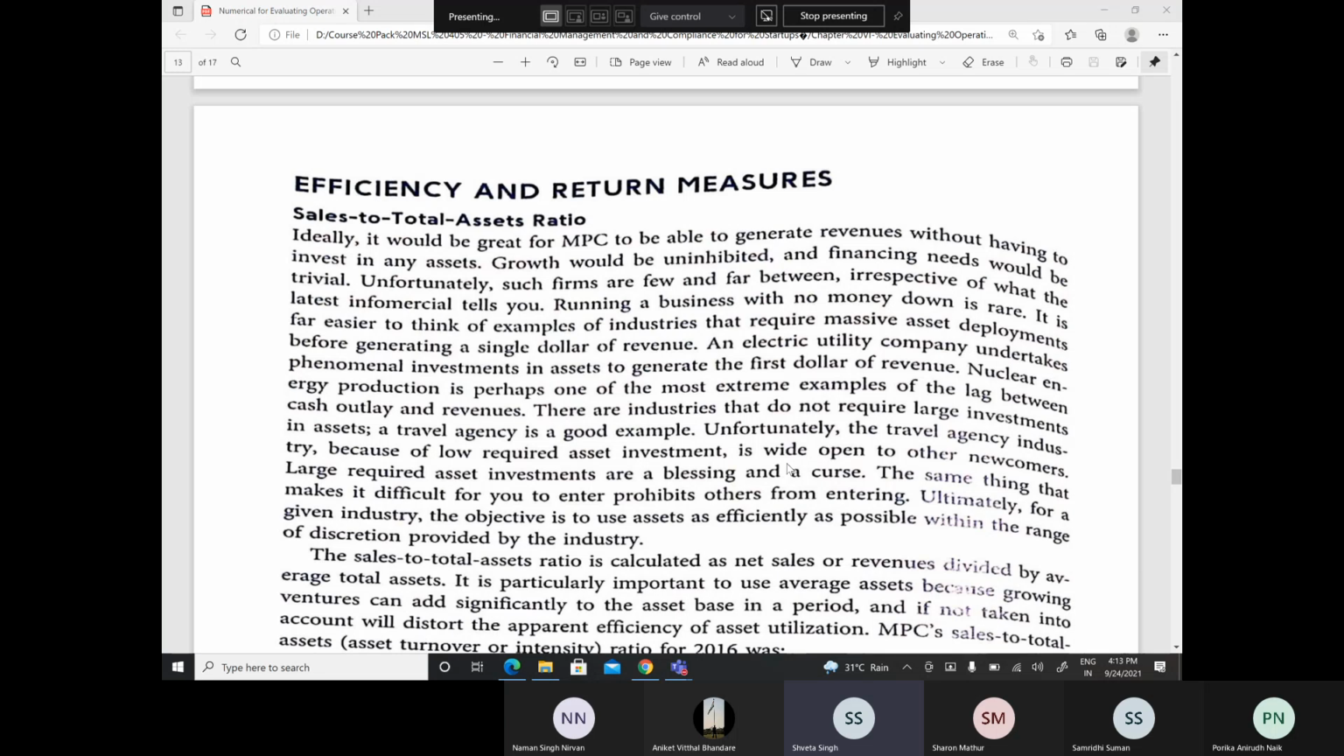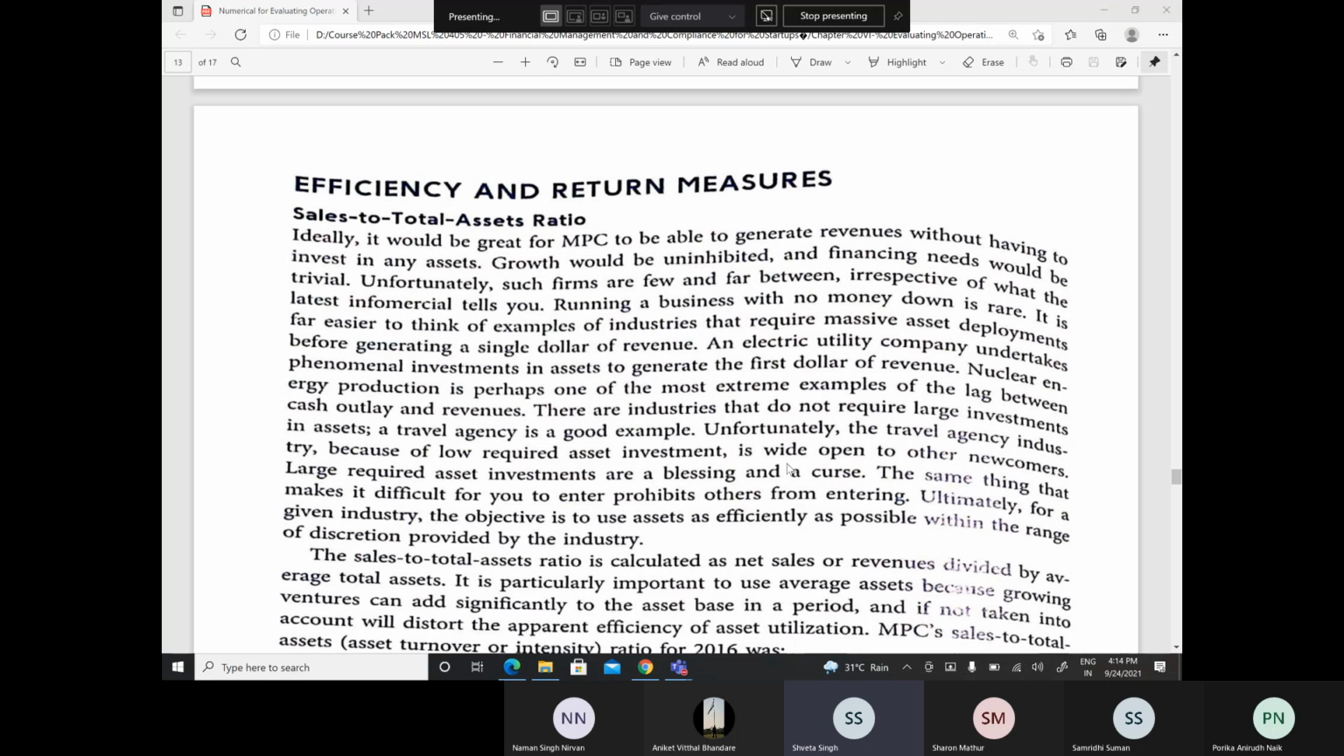Okay, so now we come to the fourth bucket of ratios, which is called efficiency ratios. They are also called turnover ratios, activity ratios, because they all indicate the activity levels or the efficiency levels of a company. So the first ratio in this category is sales to total assets ratio.